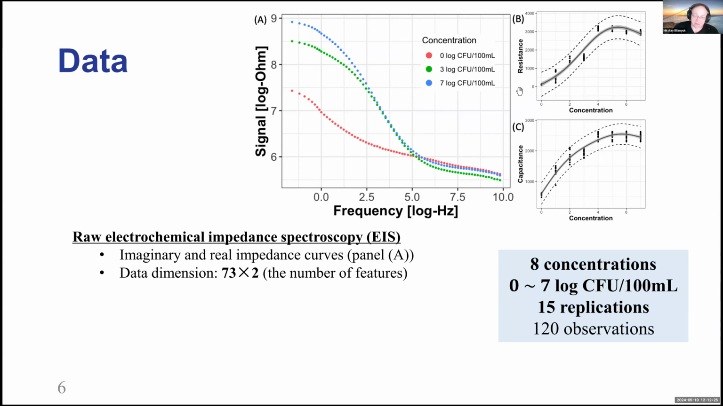And then those two parameters are used for additional steps, which is calibration, that is deducing the concentration based on the values of these two parameters. So statistically, one can think of this as a dimension reduction step based on some physical theories.